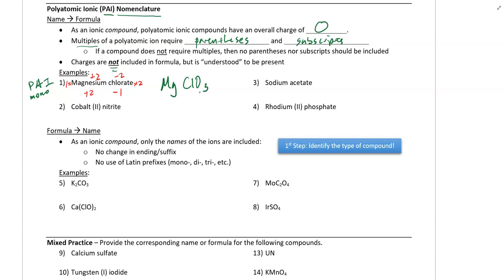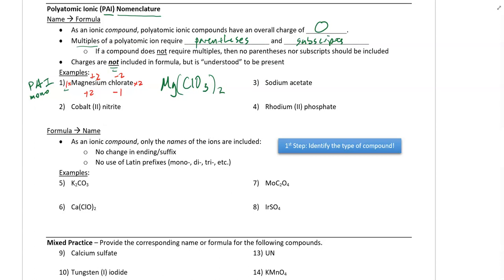Now, let's go and write this out. So I know I have to have one single magnesium, so I don't need to write a subscript there for that. And then chlorate is ClO3, but again, I need to double it. So I'm going to do a little parentheses like that, and we're good. Magnesium chlorate. All right, let's try the next one.